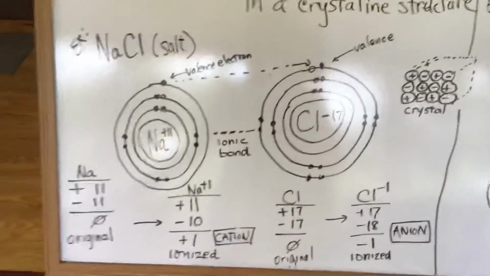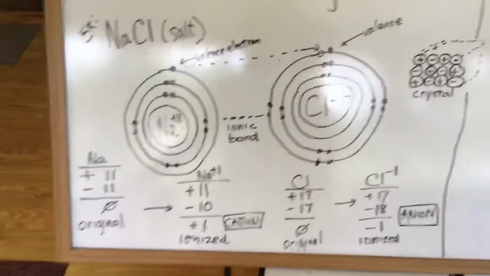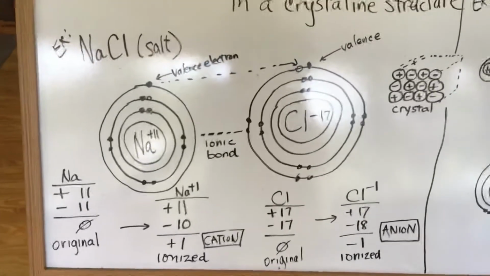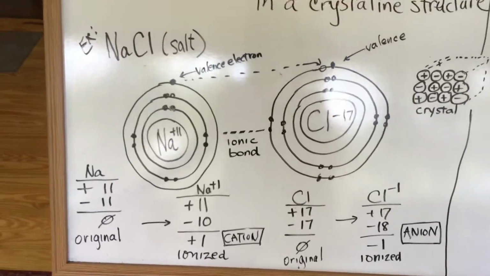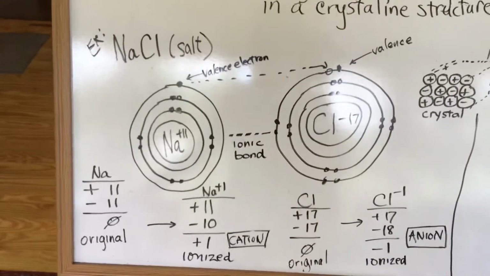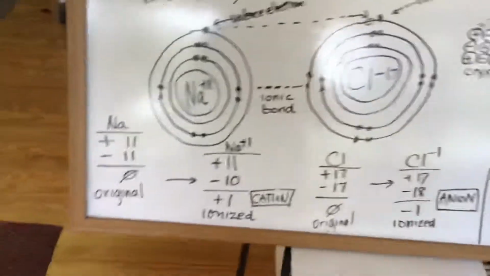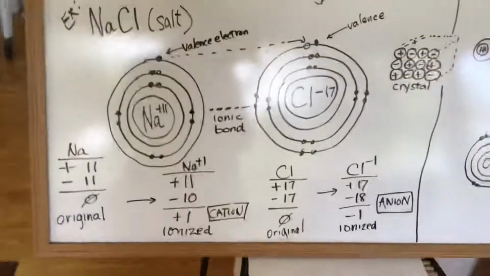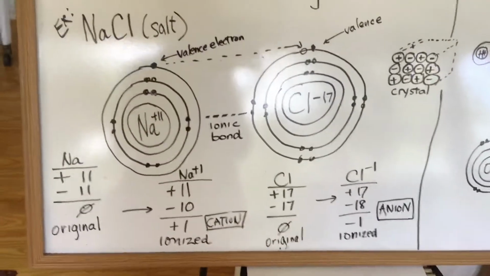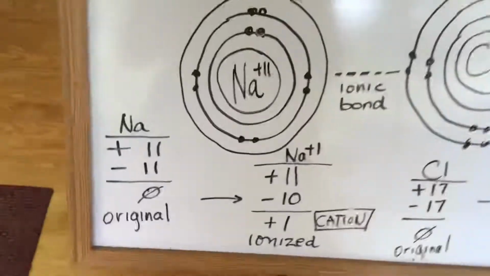Okay, so first we have to talk about the creation of an ion. I've written everything here. Normally I would write this as we go so you can see the progression of things, but let's just talk about it here. We're going to make ions of sodium and chlorine. Let's talk about sodium first.